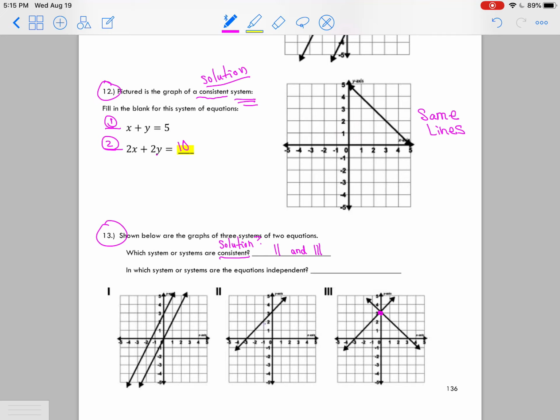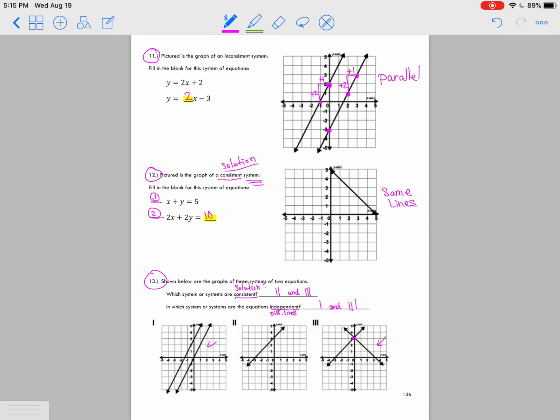Which system or systems are the equations independent? Independent, remember, means different lines. We can see we've got 2 different lines in number 1, and we have 2 different lines in number 3. We have the same line in number 2, so that would be a dependent system.